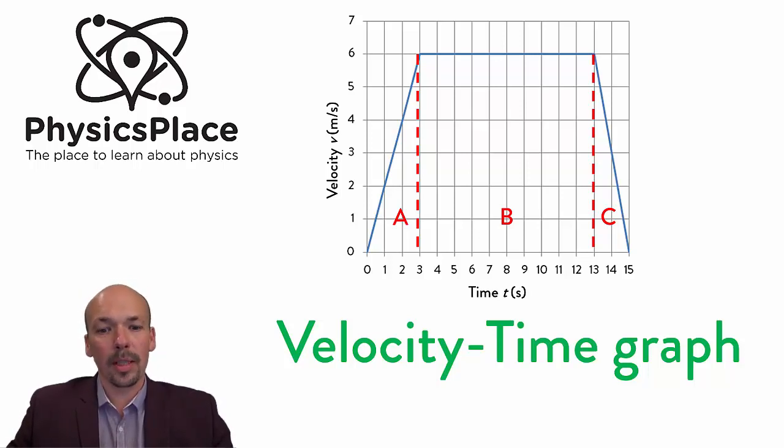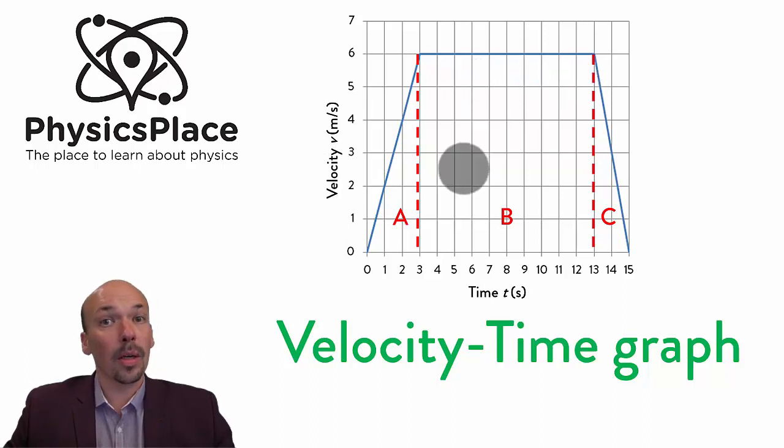And in this video I'm going to explain how velocity time graphs work, how you can read them, and how you can get information out of them. They look like this. We have time on the horizontal axis and velocity on the vertical axis. I will now go in depth to see what information you can get from these graphs.